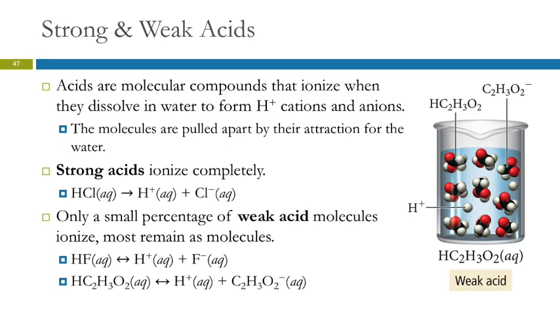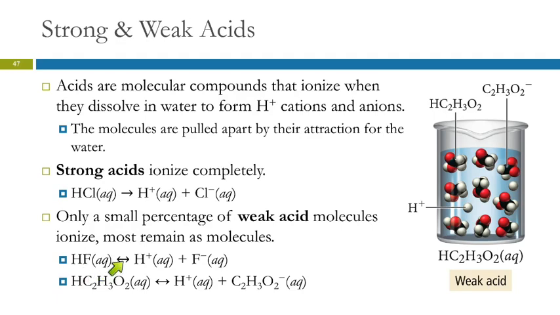So there are two kinds of acids, strong acids and weak acids. A strong acid ionizes completely. All the molecules separate to form ions. In a weak acid, only a small percentage of them do that. A few of the molecules form ions, but most of them do not. HF, hydrofluoric acid, is an example of a weak acid.